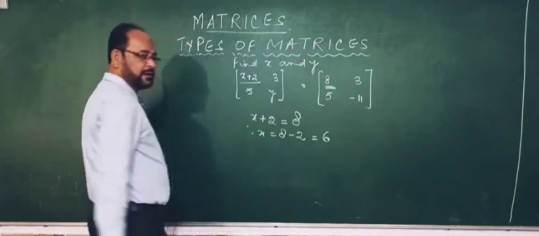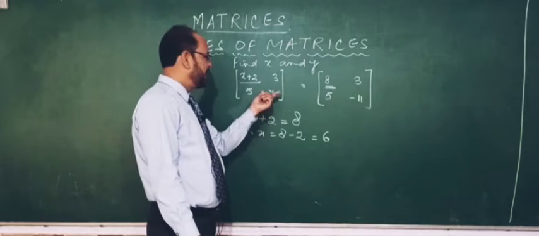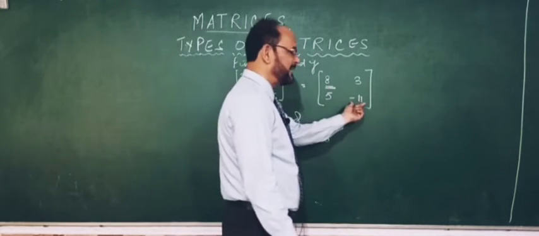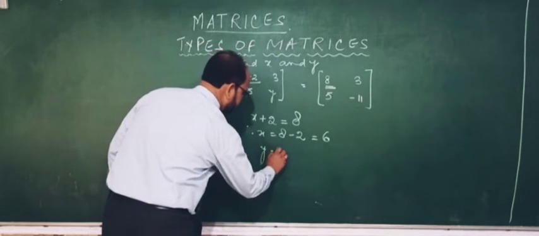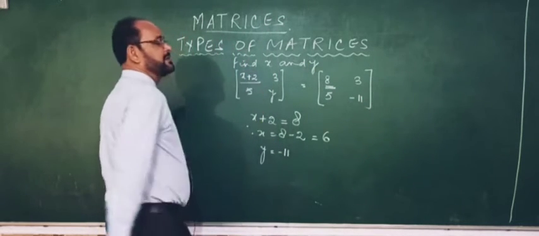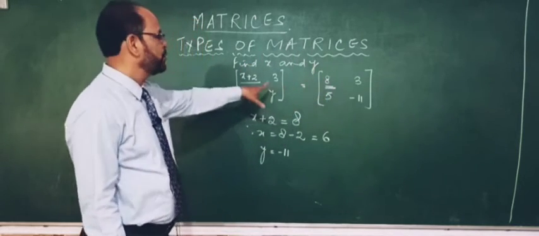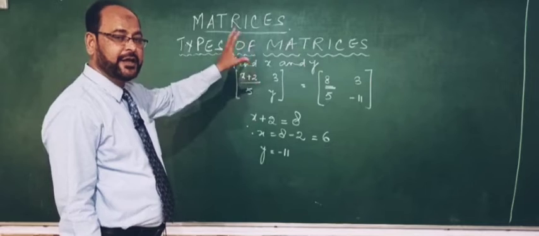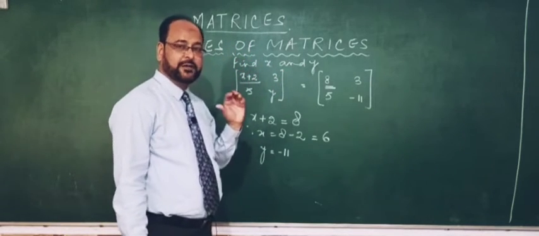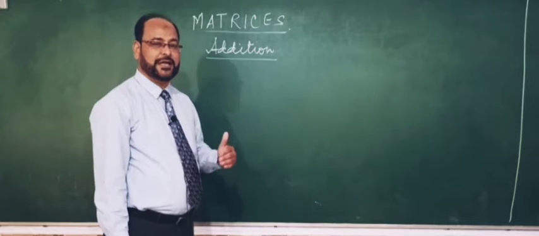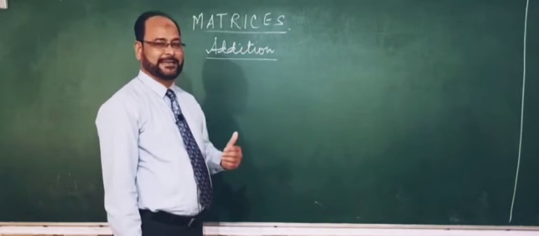If you want to find the value of Y, now Y is lying in the second row and second column, and here in the second row, second column is -11, therefore Y equals -11. This is the way we find the value of variables if two matrices are given equal. I hope you all must have understood how to find the value of variables. Alright, now you are going to see how to add two or more matrices.